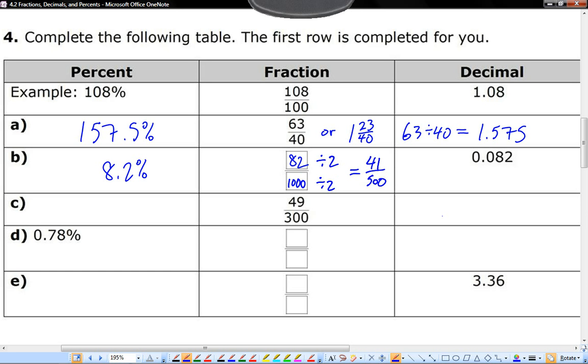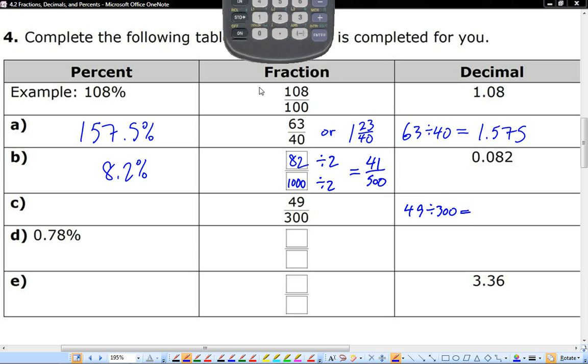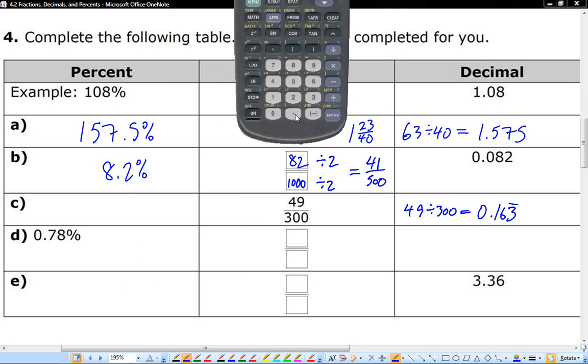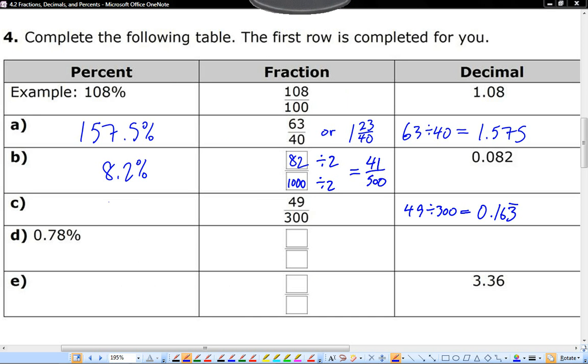Next we've got 49 out of 300. So if I do that division, 49 divided by 300, I'm going to get dizzy. No, I'm just kidding. 49 divided by 300, I do it on my calculator, and I get 0.163 repeated. And so now that I have it as a decimal, I can convert it into a percent very easily. 16.3 repeated percent, because I move the decimal 2 spots over to the right.